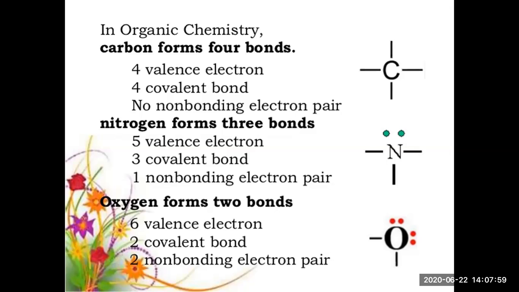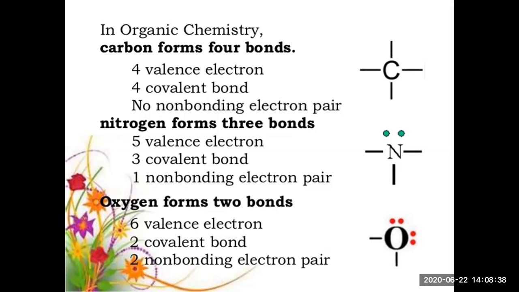In organic chemistry, carbon forms 4 bonds: 4 valence electrons, 4 covalent bonds, no non-bonding electron pair. Nitrogen forms 3 bonds: 5 valence electrons, 3 covalent bonds, 1 non-bonding electron pair. And oxygen forms 2 bonds: 6 valence electrons, 2 covalent bonds, and 2 non-bonding electron pairs. So these are the basic elements, carbon, nitrogen, and oxygen. When they come together, we will definitely get amines, one of the amine compounds.